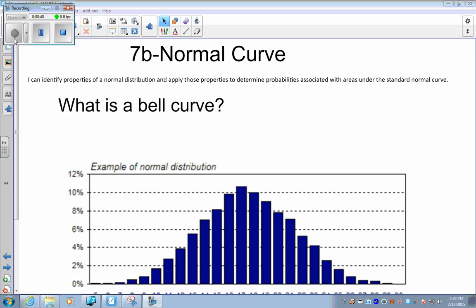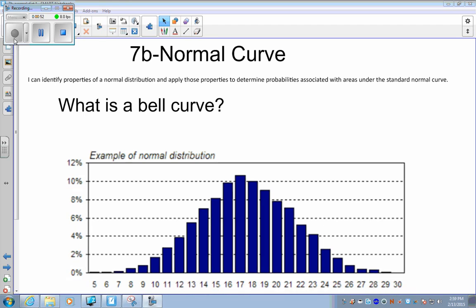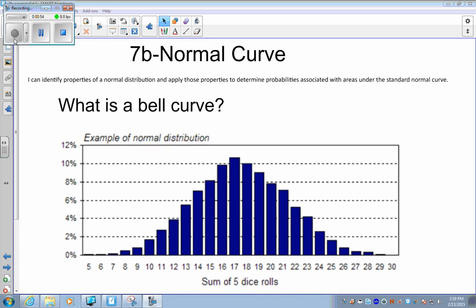You might have heard of a bell curve in your life. What is a bell curve? A lot of times we talk about it with grades. The example I have right here is adding up the totals when you roll 5 dice. If you keep on rolling 5 dice, eventually it's going to give you a normal distribution, meaning there's not going to be many 5s. You got that roll only once to get 5. So not very many, almost a 0% chance, just a little bit above it.